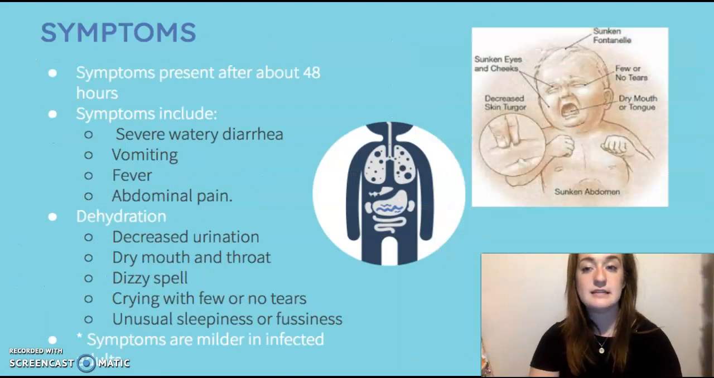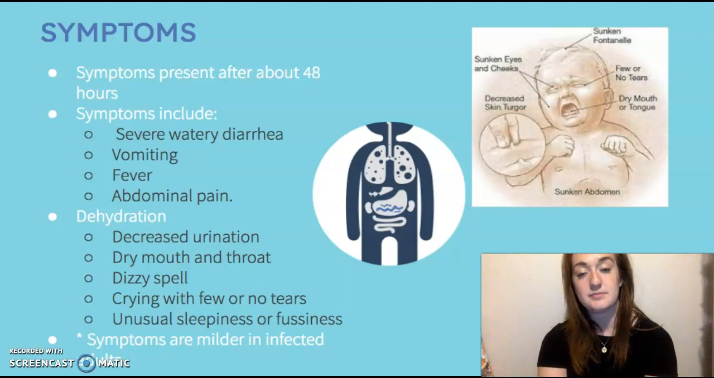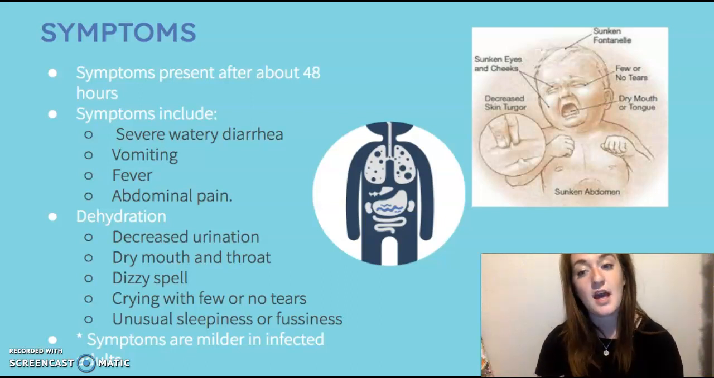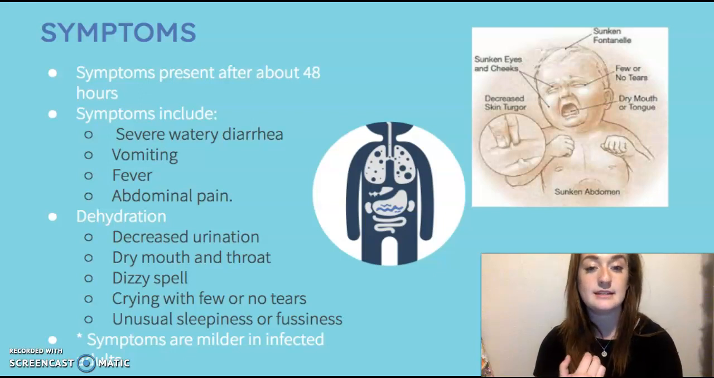Some symptoms that we see usually present themselves after 48 hours of infection. So symptoms include things like severe watery diarrhea, vomiting, fever, and abdominal pain. And the thing we are most concerned about actually is the secondary symptom of dehydration. That can take the form of decreased urination, dry mouth and throat, dizzy spells, crying with few or no tears, and unusual sleepiness or fussiness.